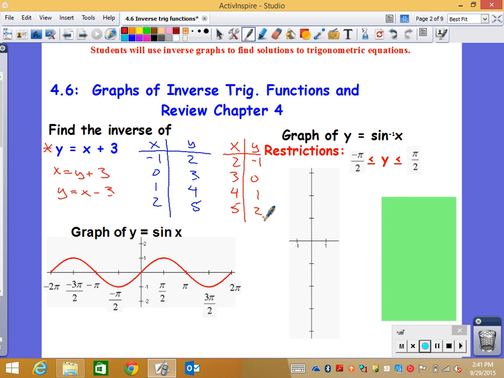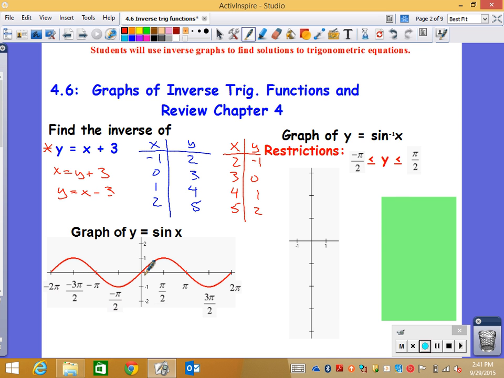And we can come back to the function that we found earlier for my inverse and see if that matches up. Well, I plug in 2. I get 2 minus 3, -1. 3, I get 0, and so on and so forth. So we're going to use these tools that we've already known to find out the inverse function of some trig functions. So let's start with the graph of y equals sine x.